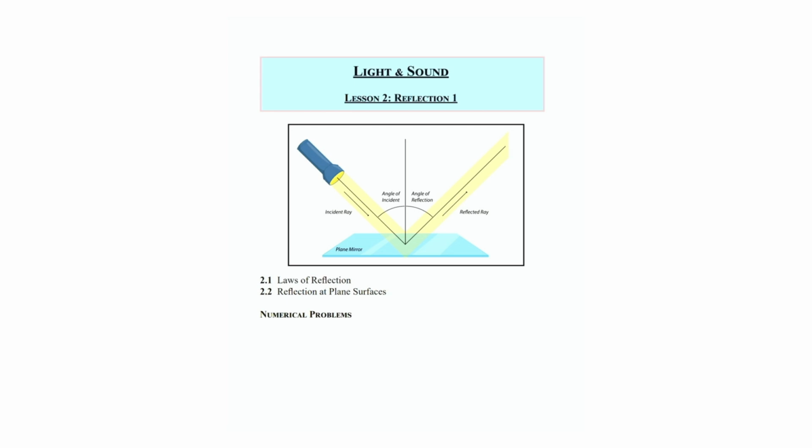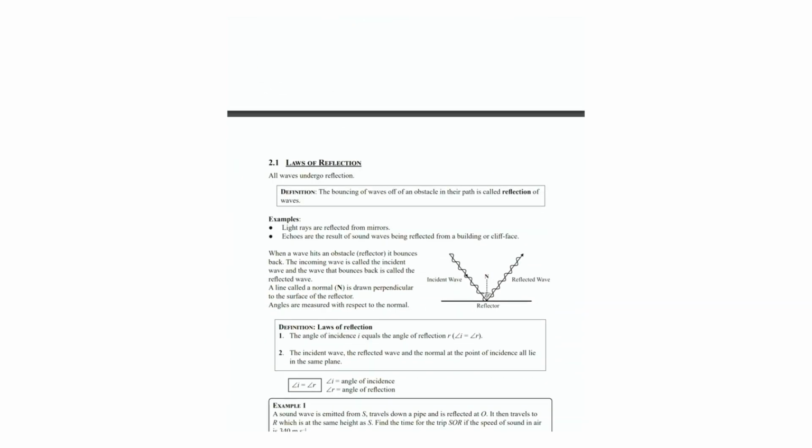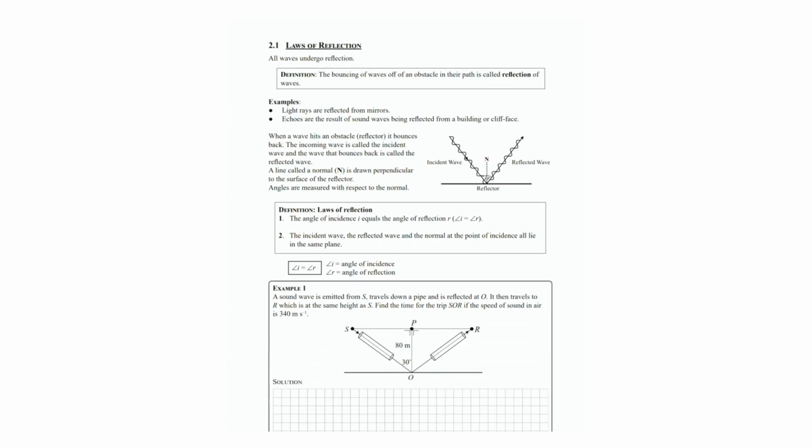Every student has some idea of what reflection is about. All waves undergo reflection. So you know when you look into a mirror, the light rays bounce back and you can see an image of yourself. When you shout at a building or a cliff face, you can hear the echo of your sound wave being reflected from that hard surface. So here's a simple definition of reflection, one that you'll easily remember. The bouncing of waves off an obstacle in their path is called reflection of waves.